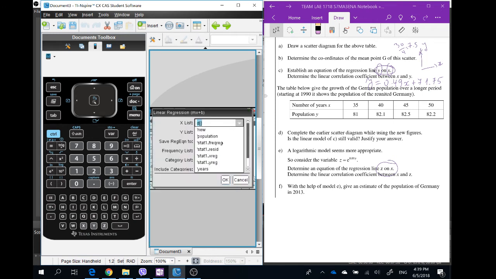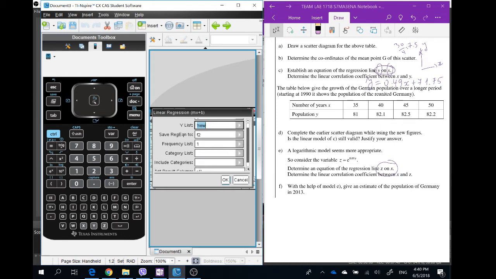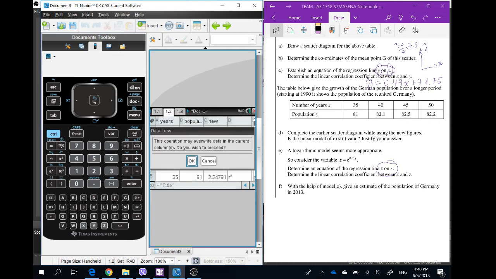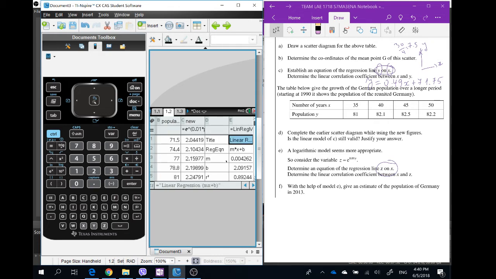I will use years for x, and z is the new variable, and that's it. First result column, I can say start from D just to replace the last one. The operation may override data. Yes, override this. And I have the new results.